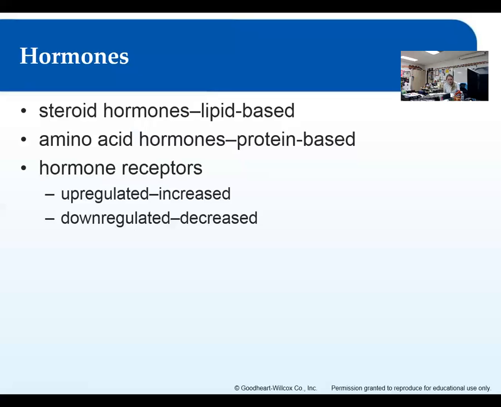Amino acid hormones, of course, are protein-based, and most of them are those. The other thing to know about these, we'll get to in a second.